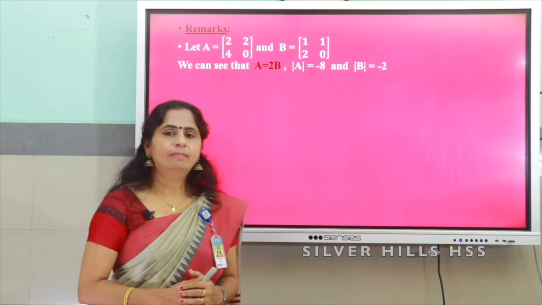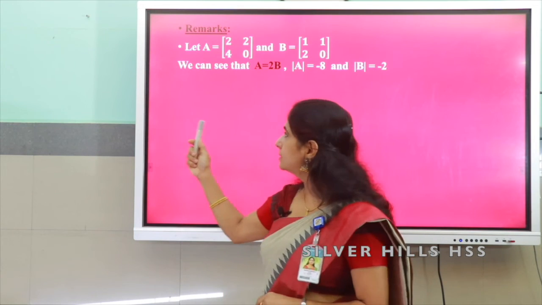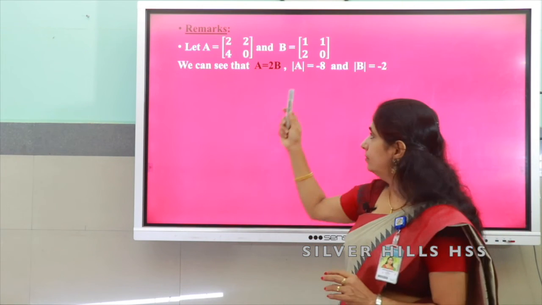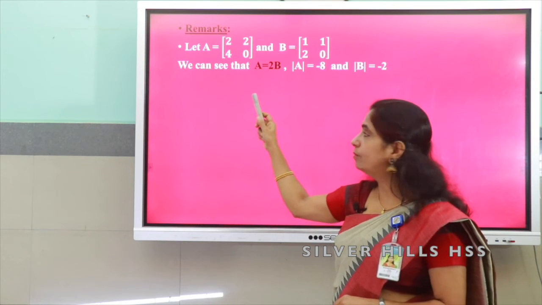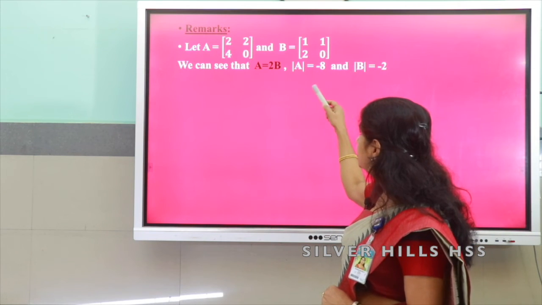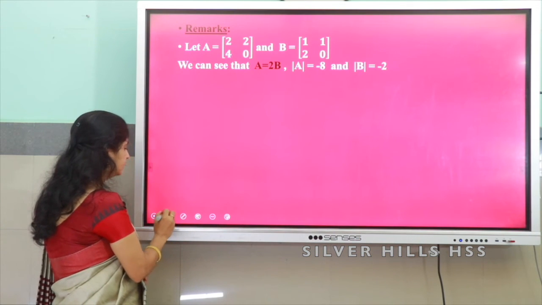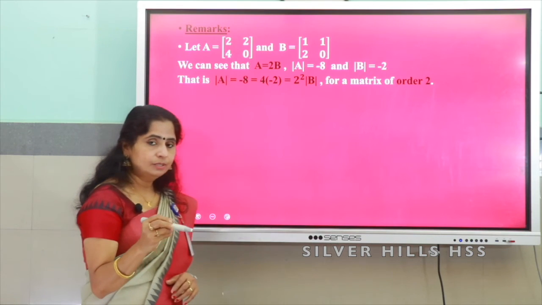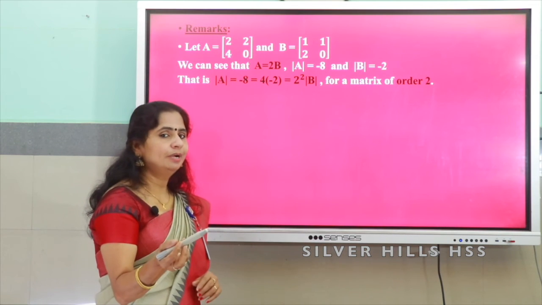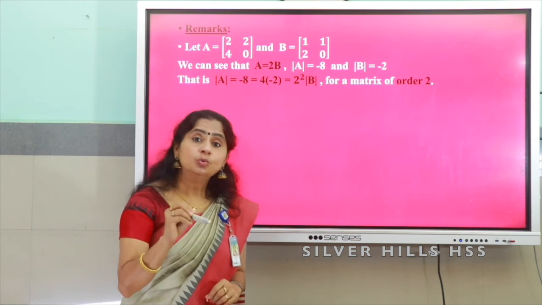Now let A be the matrix 2, 2, 4, 0 and B be the matrix 1, 1, 2, 0. You can see that A is nothing but twice the matrix B. And the determinant of A is 2 into 0 minus 4 into 2, that is minus 8. And when we evaluate the determinant of B, it is 1 into 0 minus 1 into 2, that is minus 2. So, determinant A is minus 8, which can be written as 4 into minus 2, which is 2 square into minus 2. And minus 2 is our determinant B. Therefore, we can write determinant A as 2 square into determinant B.